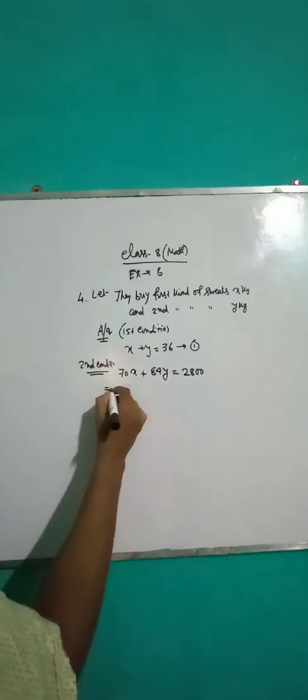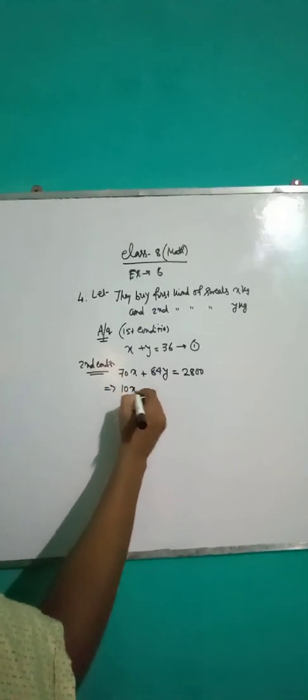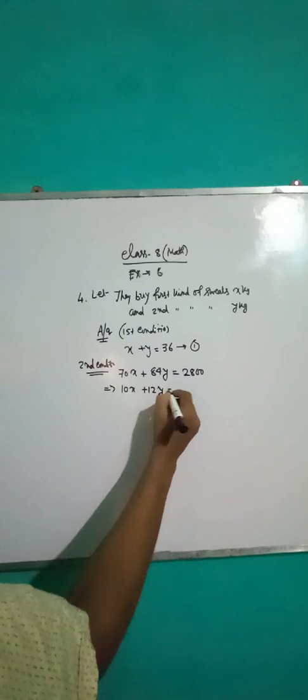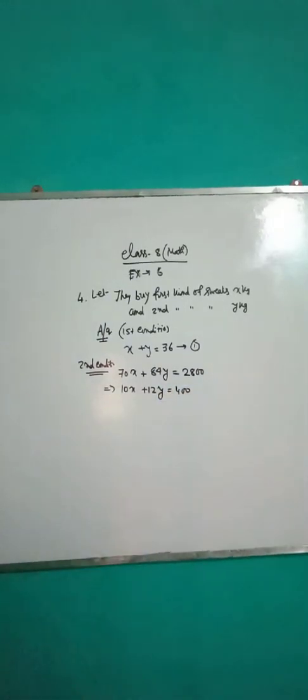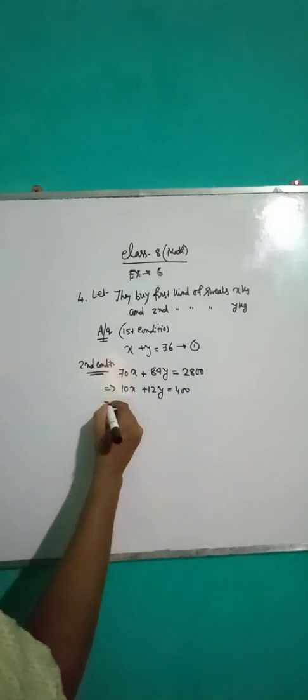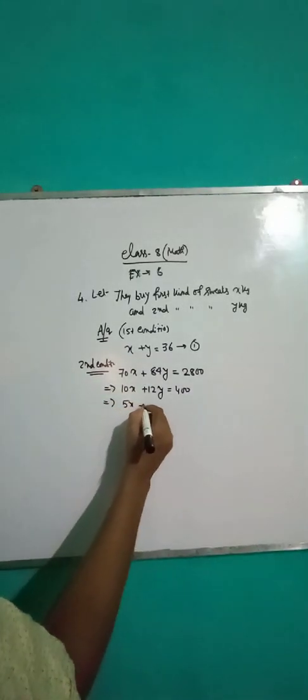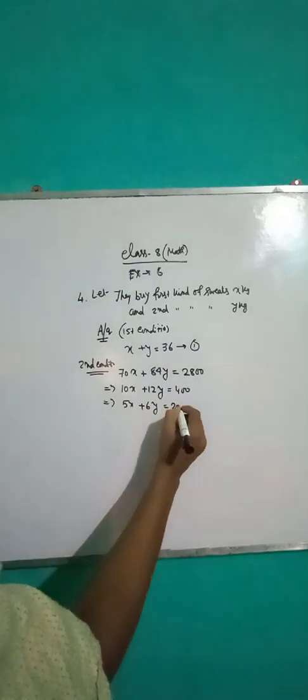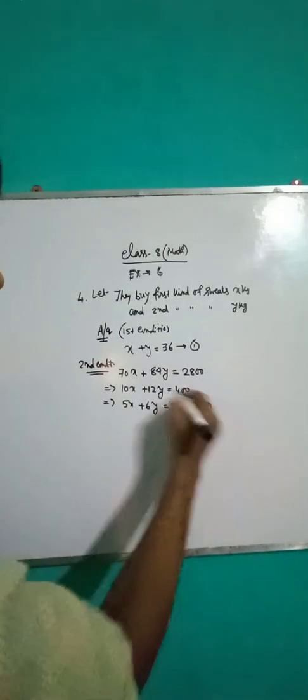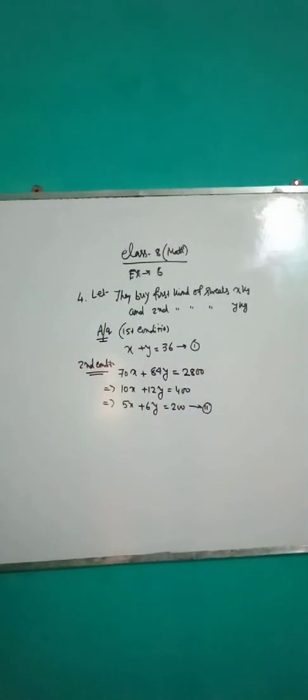Now I will reduce it. Divide by 7: 10x, 12y, 400. Okay, 7 10s, 7 12s and 7 4s. Another I can reduce it: 2 5s, 2 6s, 200. Now this will be your second equation. Clear? This is your second equation: 5x plus 6y is equal to 200.